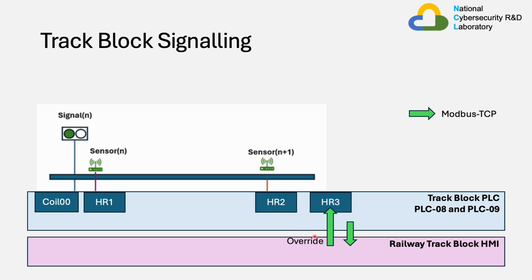Remember that the railway track block HMI has an override checkbox for each track block that can disable any changes to the track block signal. This state is sent to holding register 3. The PLC then executes its ladder logic and outputs to coil 0, which updates the signal N. The PLC only executes its ladder logic when either of the sensor states have been updated.